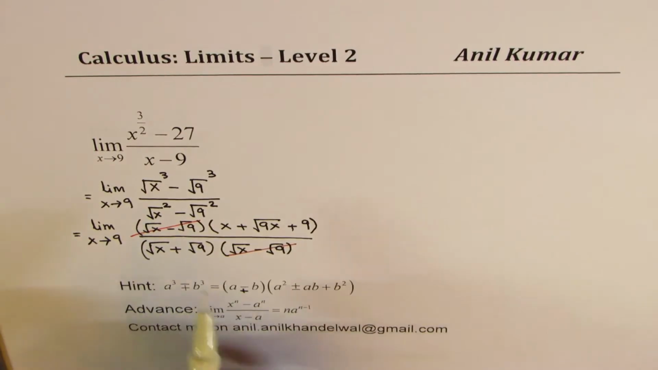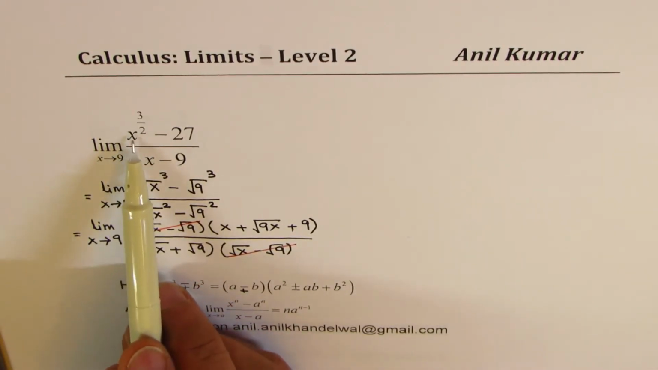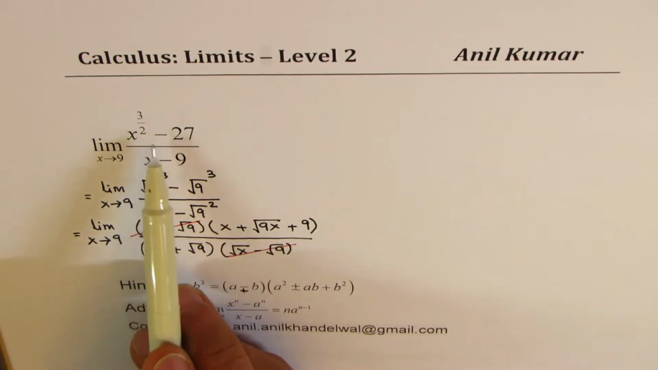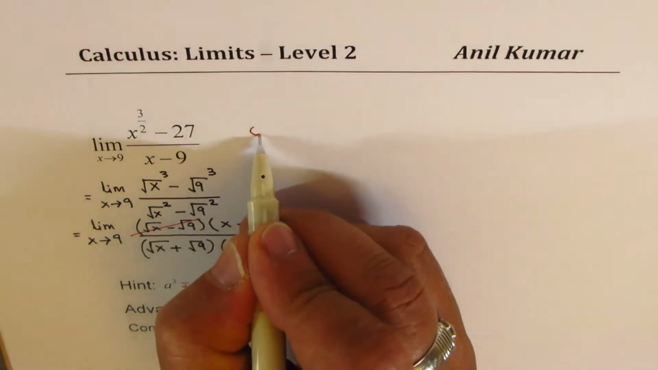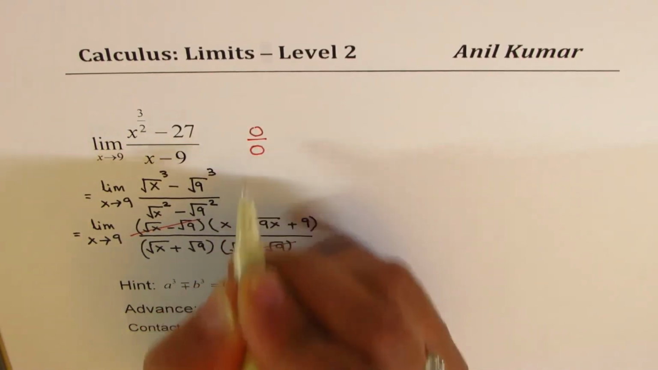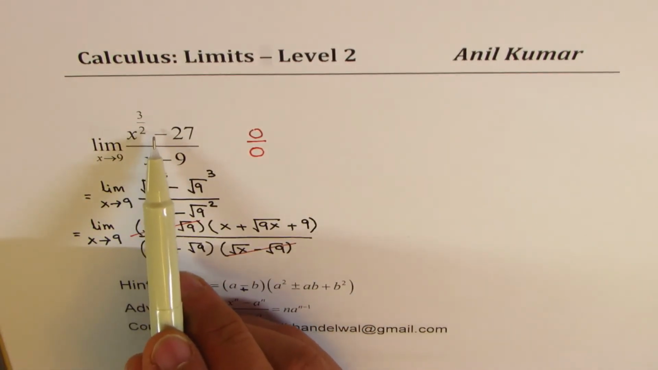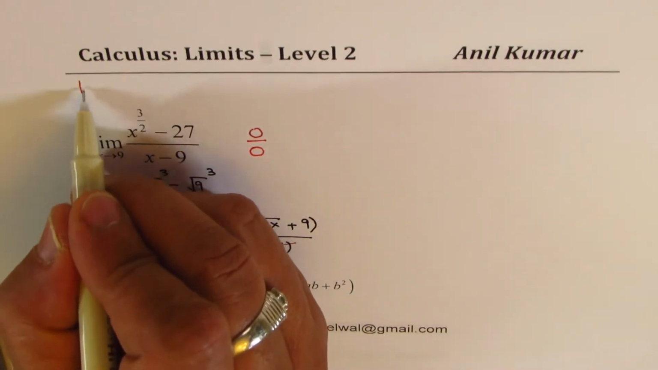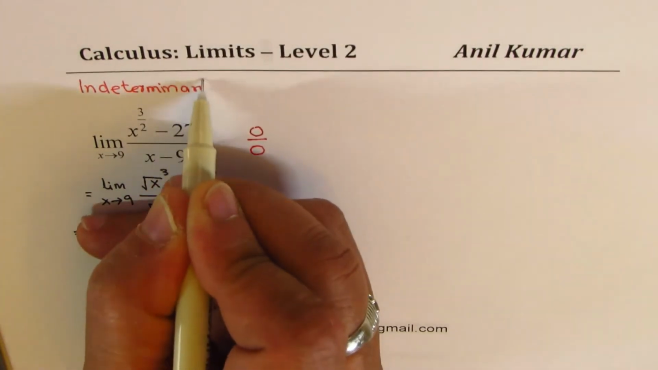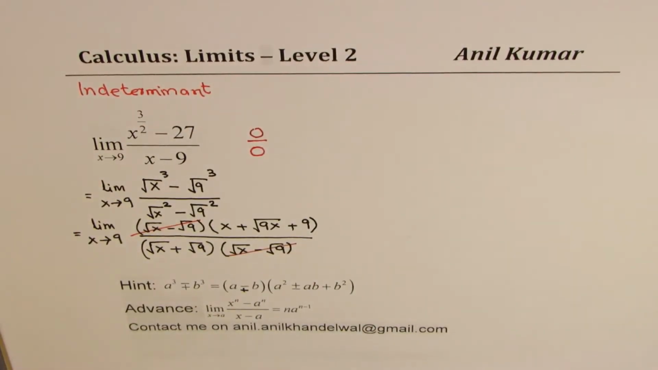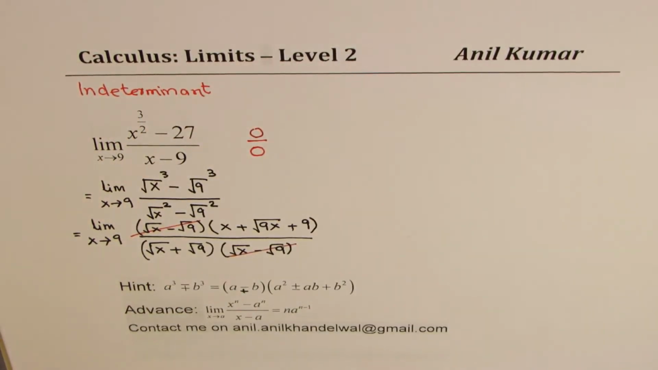The whole idea is, when you begin solving these questions, if I substitute 9 here, I get 9 to the power of 3 over 2, which is 27. 27 minus 27 is 0. So substituting 9 gives us 0 over 0. That really means x minus 9 was a factor in the numerator, right? We call them indeterminate. So I'm just reminding you of a few terms which you already know, since we are working on calculus level 2. We learned all this in level 1, correct?